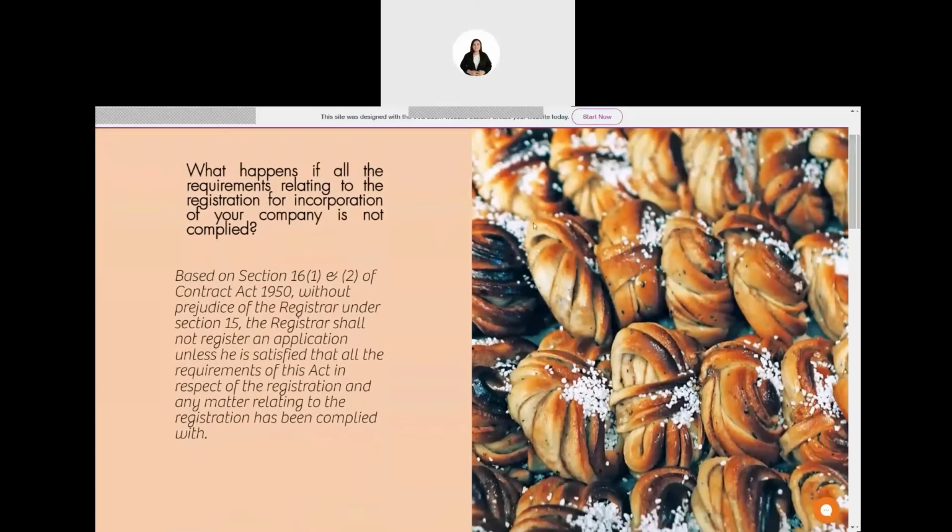The second part is about incorporation. There are 3 common questions about incorporation that every registrant needs to know. First of all, what happens if the requirements are not complied with? If this situation happens, the registrar should not register the company, according to Section 16, subsections 1 and 2.